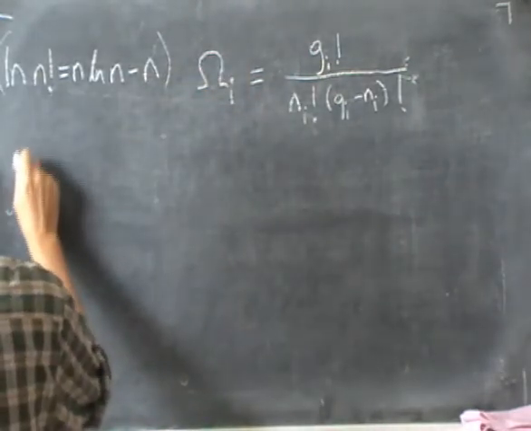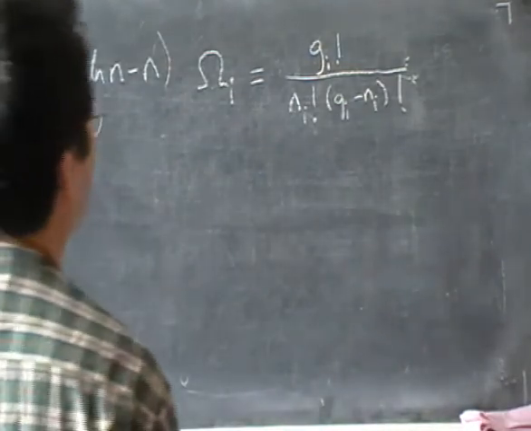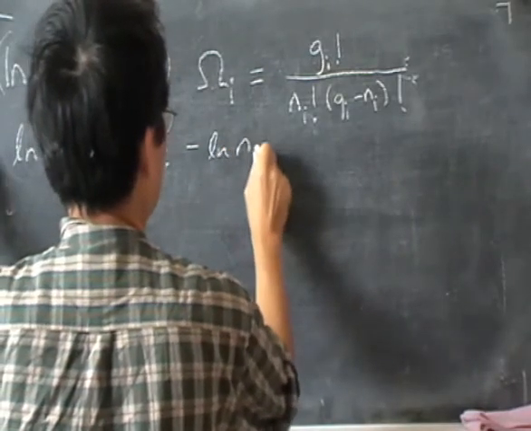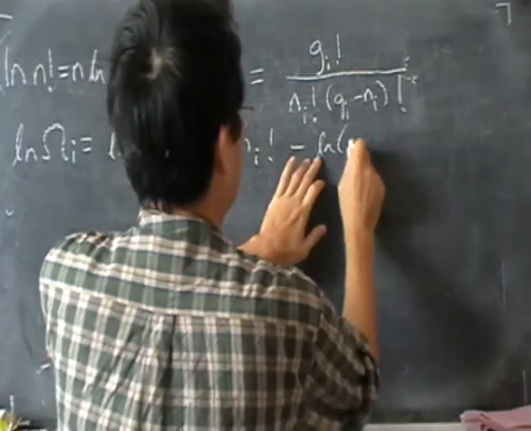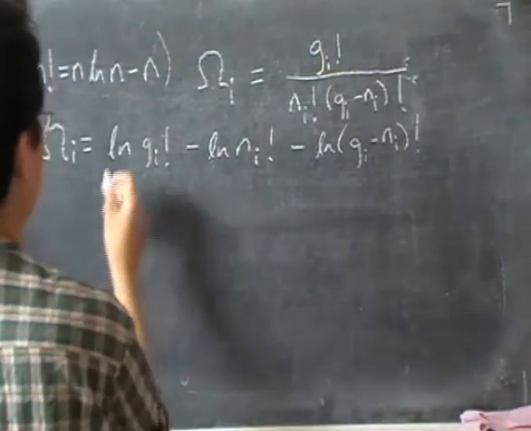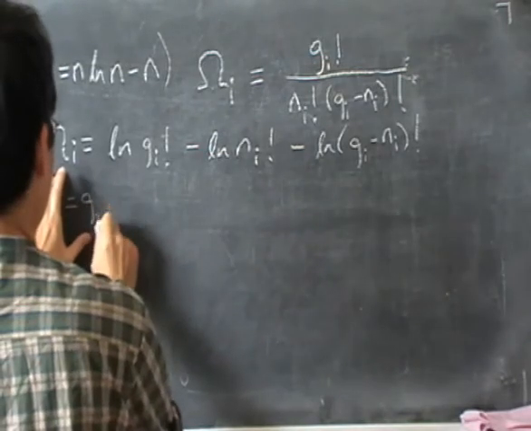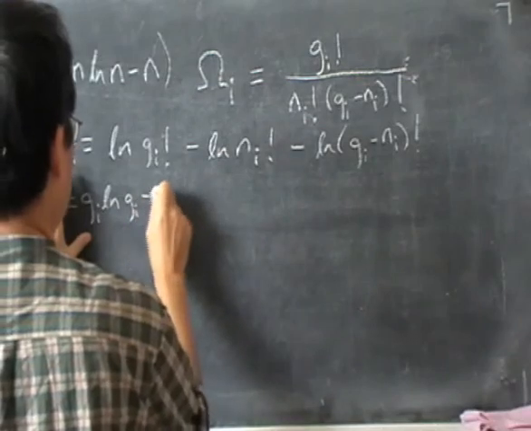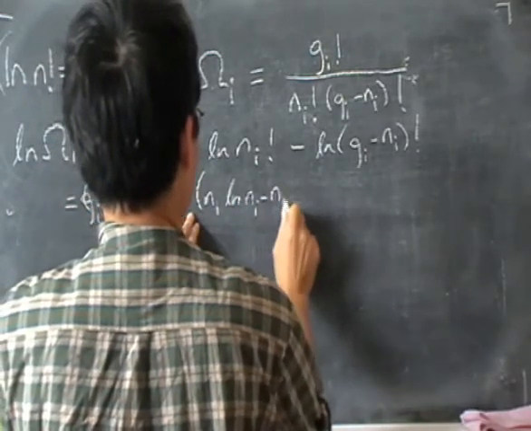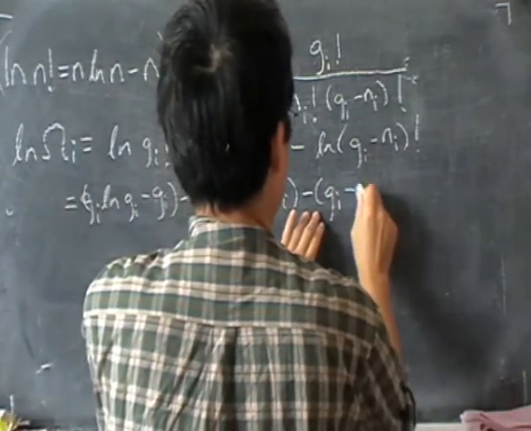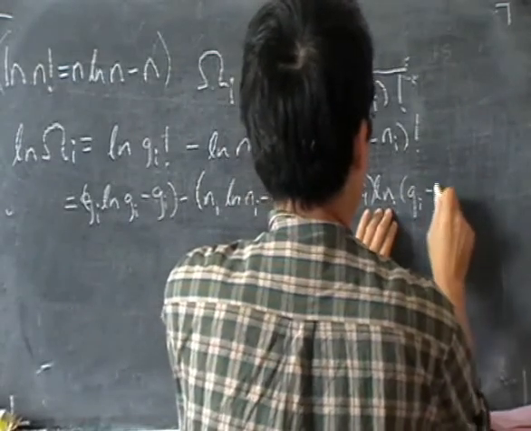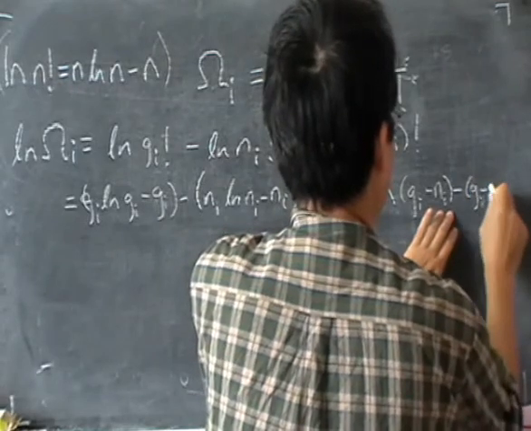So if I apply this to here, I get log omega i. Let's write this out. Log gi factorial minus log ni factorial minus log gi minus ni factorial. And applying Stirling's approximation, we get gi log gi minus gi, minus ni log ni minus ni, minus gi minus ni log, put a big bracket around that, gi minus ni, minus gi minus ni.